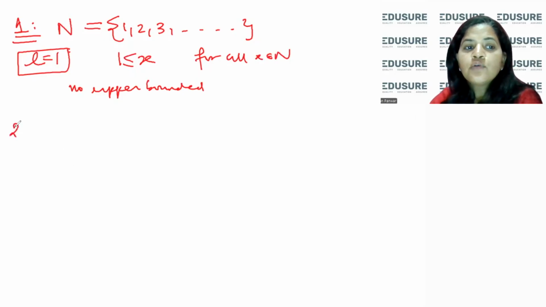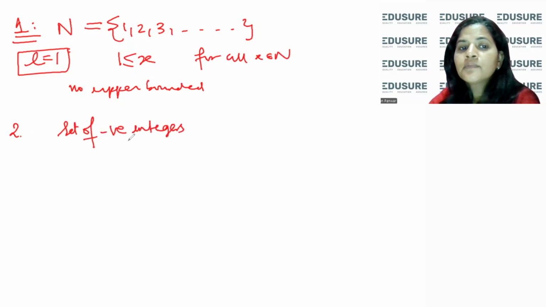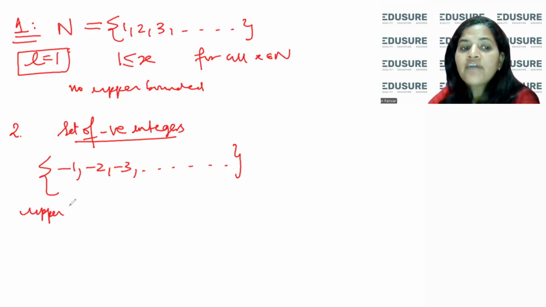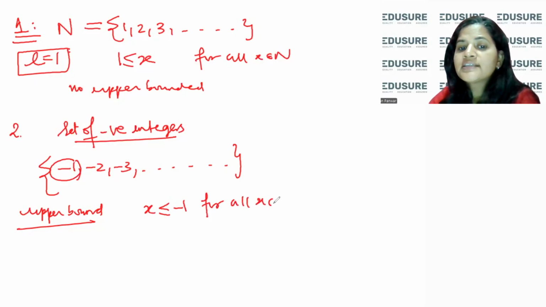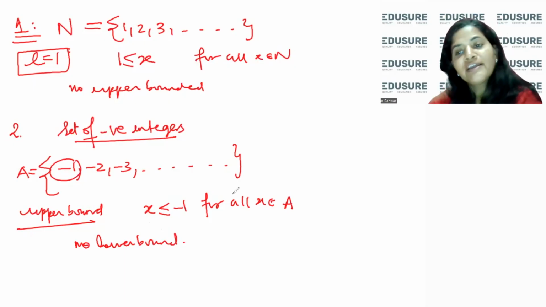Okay. Let us look at the second set, which is the set of negative integers. So the set of negative integers is -1, -2, -3, and so on. So what is the upper bound? Now they have an upper bound. Why? Because the maximum element in the set is -1. Okay. So x will be less than or equal to -1 for all x in this particular set A. Okay. But there is no lower bound. Why? Because the elements are decreasing and decreasing. So there is no lower bound. It will keep on decreasing.